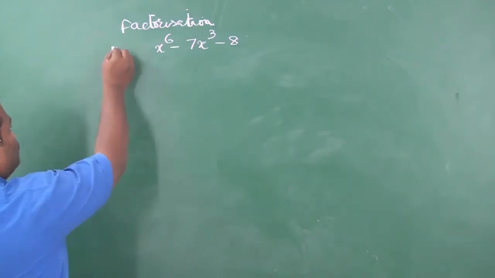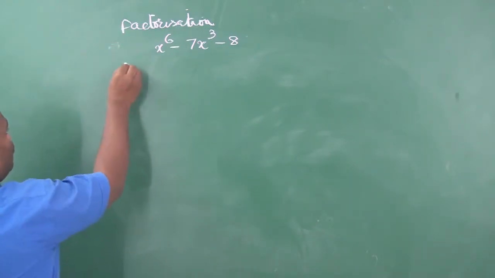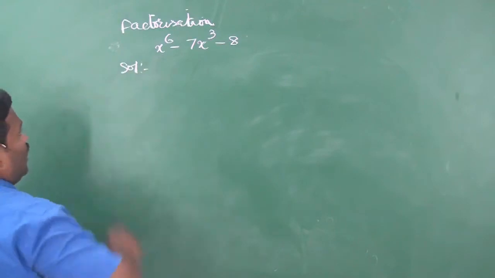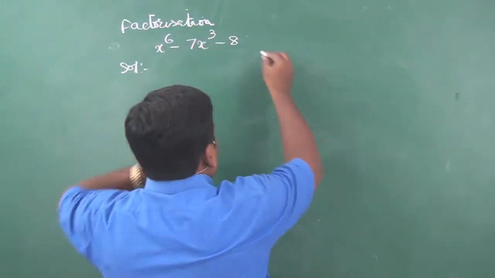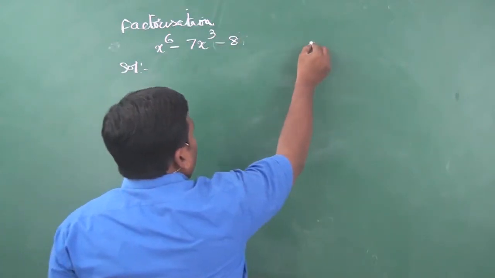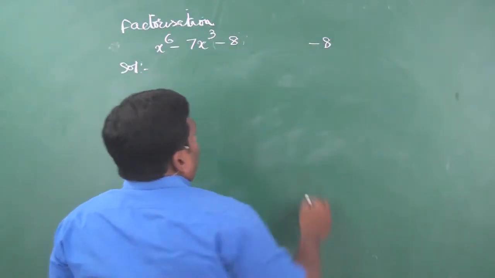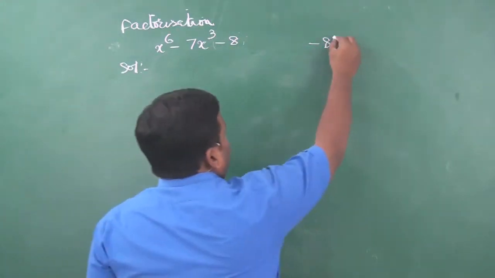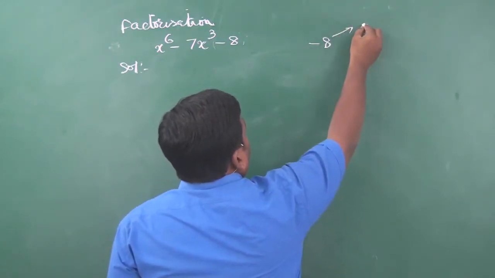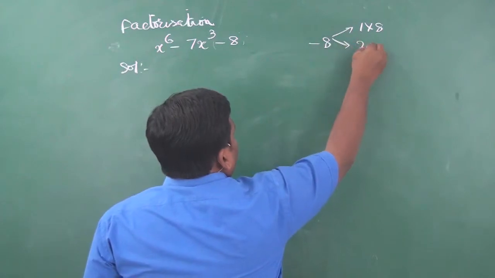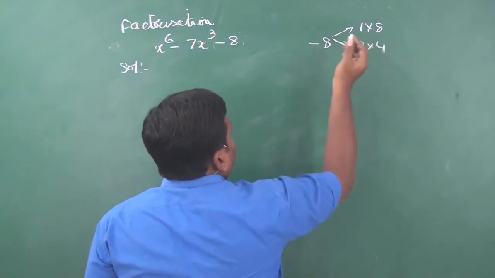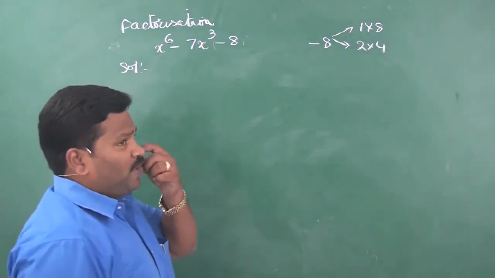How? As I said before, we should find the factors of the last term, minus 8. What are the factors of 8? 1 into 8, 2 into 4, that's it. We have these two factors.